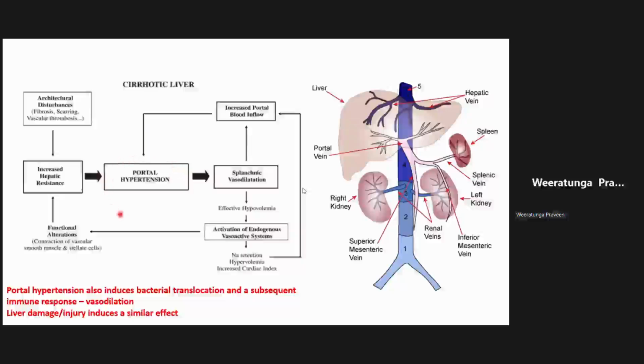Portal hypertension as a reflex leads to splanchnic vasodilatation, right? And splanchnic vasodilatation is the main thing that leads to ascites, right? That's the main thing that leads to ascites, because when you have splanchnic vasodilatation, the systemic blood is diverted into the splanchnic circulation.